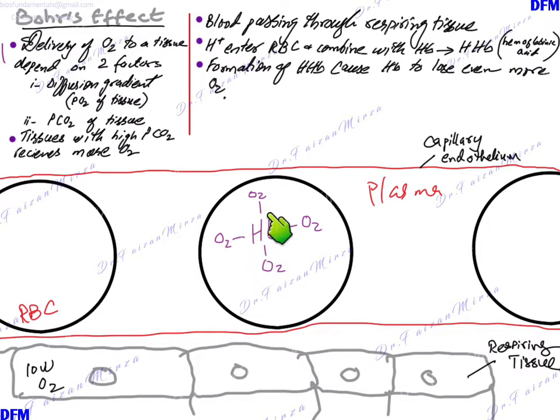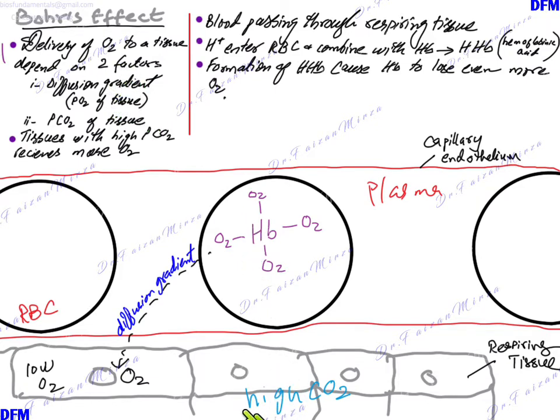The blood that has come has hemoglobin with oxygen, so one hemoglobin has 4 oxygens combined to it. So you can see there is a diffusion gradient, high oxygen here and low oxygen here. We know that down the diffusion gradient, oxygen will move from the red blood cell into the tissue. This is because of the diffusion gradient, which I mentioned as the first point, why oxygen is delivered to the tissue.